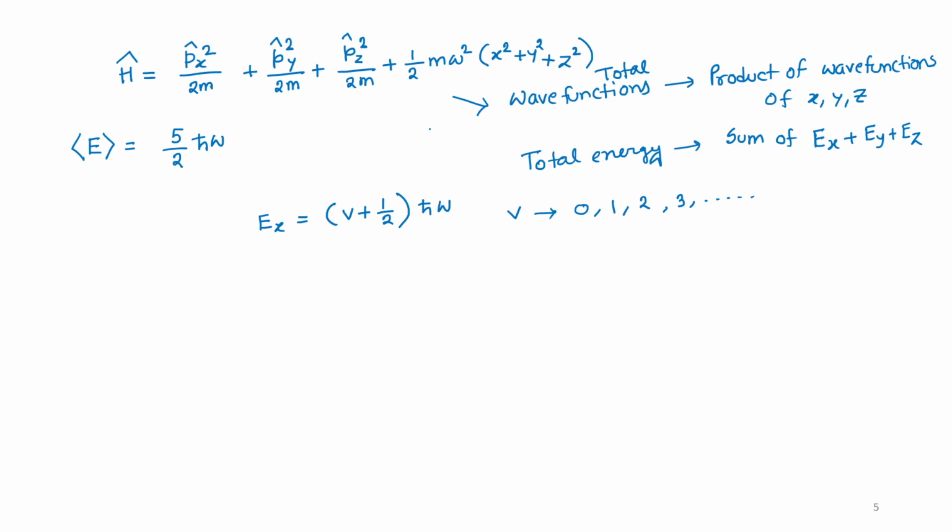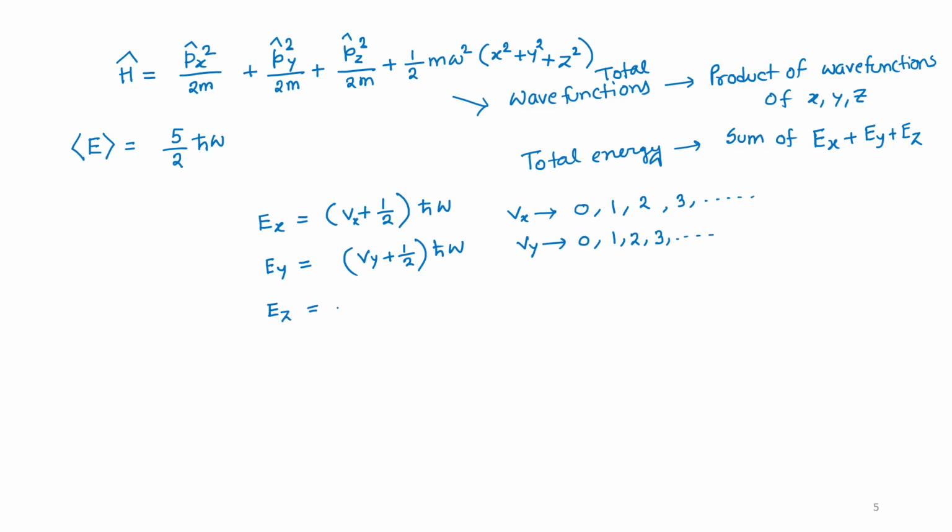So in that case, what are the possibilities? I'm not going into the 5 by 2 case yet. I'm just describing the general energy expression, right? So suppose this is my Ex now. In the case of Ey, what would it have been? It would be Vy plus half h cut omega, where Vy could have been 0, 1, 2, 3, and positive integers.